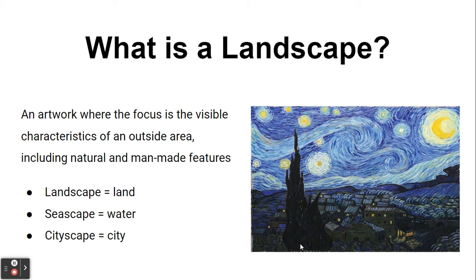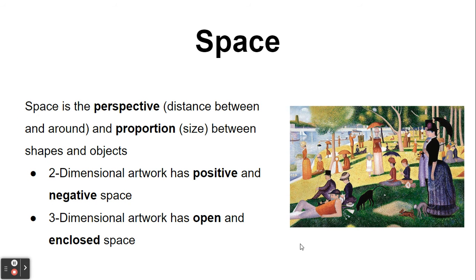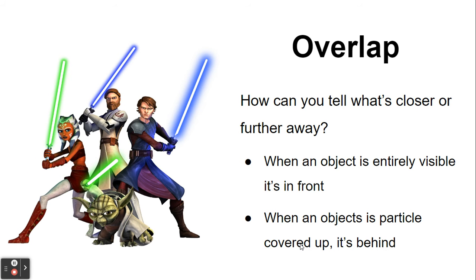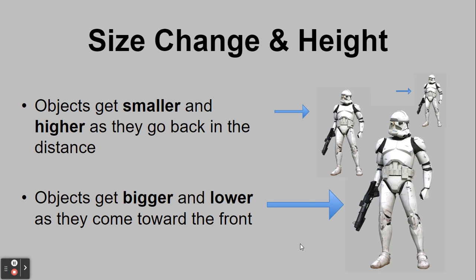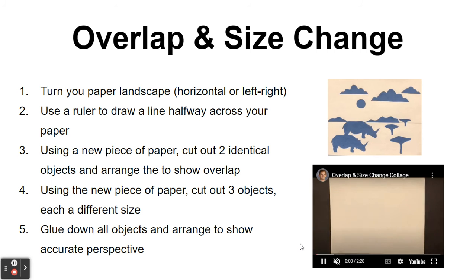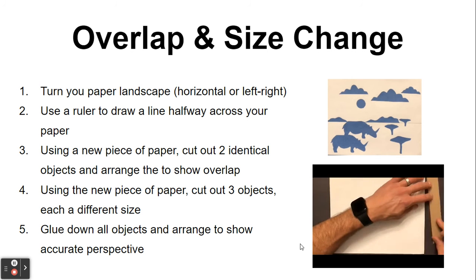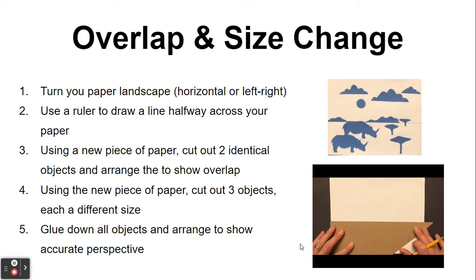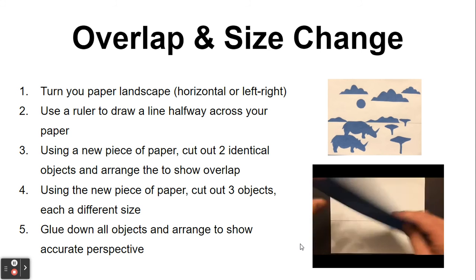We also define landscape. Landscape is an artwork that focuses on the visible characteristics of an outside area, and it can be natural or man-made. We also define space as the perspective, which is distance between and around, and proportion, which is size between shapes and objects in an artwork. We also defined overlap as well as size change and height, which were critical for your art making activity, because what you did last time was use different collage elements to create several different objects that show examples of overlap as well as size change using a horizon line.